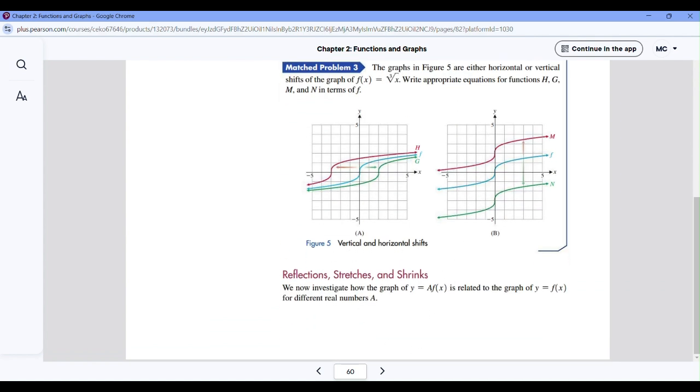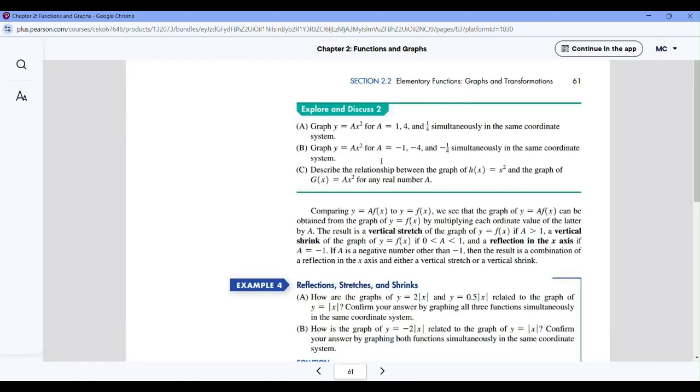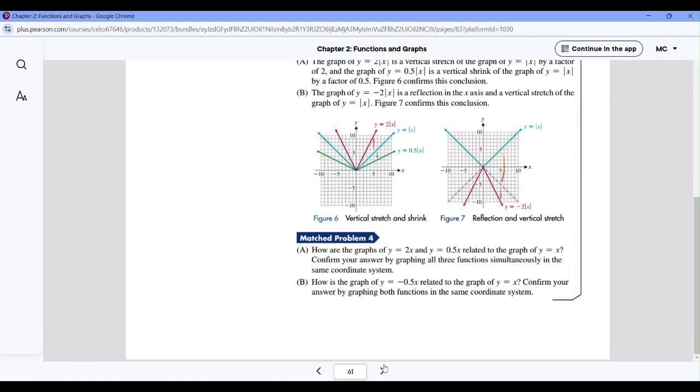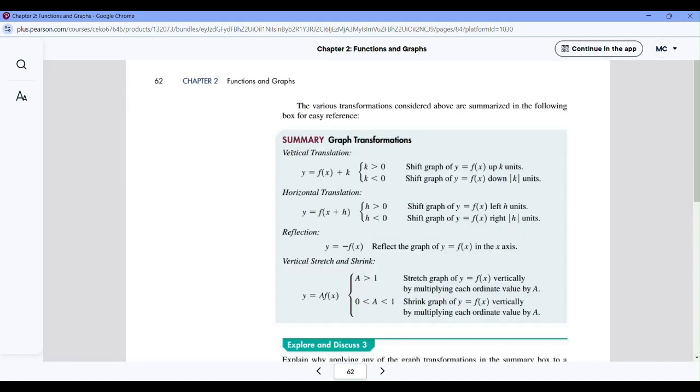Cool. Reflection, stretches, and shrinks is when you multiply the equation by something. So if you multiply it by a negative, or multiply it by a constant. I may have missed something down here. Nope, just more multiplication and manipulating. Vertical translation is when a number is being added to the function. If there is something attached to the function on the inside, then it's going to be a horizontal shift.